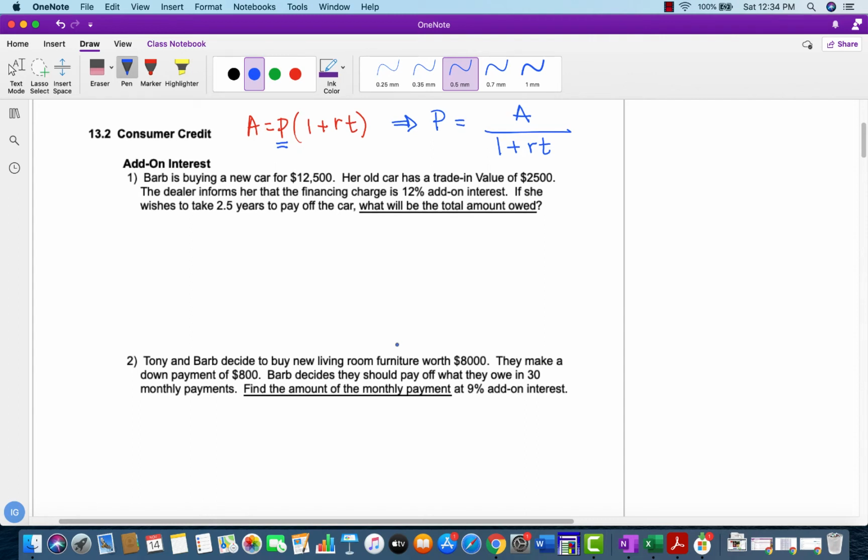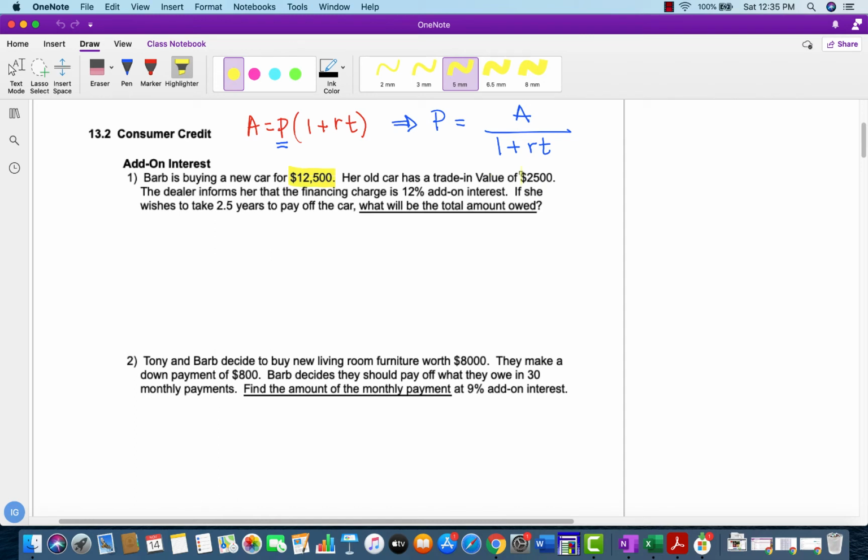It says Barb is buying a new car for $12,500. Her old car has a trade-in value of $2,500. The dealer informs her that the financing charge is 12% on interest. If she wishes to take 2.5 years to pay off the car, what will be the total amount owed? Now, here we have to keep in mind the value of the car that you want to buy. So this is how much is the new car.